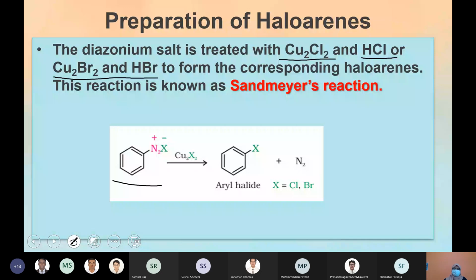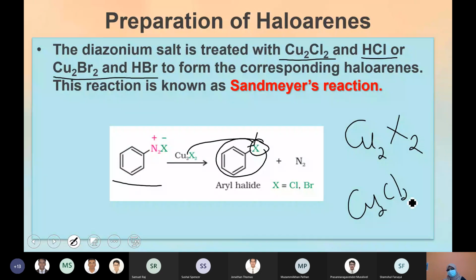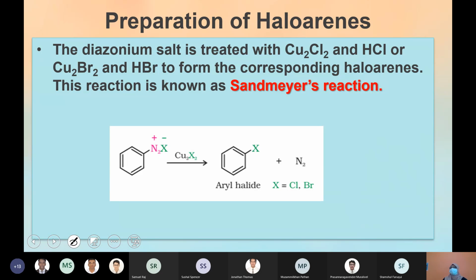So generally you can write the copper halide as Cu2X2. If you need a chloro product, it is based on whatever X you have taken here; the same thing you will get. So if you take Cu2Cl2, then it should be in presence of HCl. Otherwise, it should be Cu2Br2 in presence of HBr. So this is what is known as Sandmeyer's reaction.